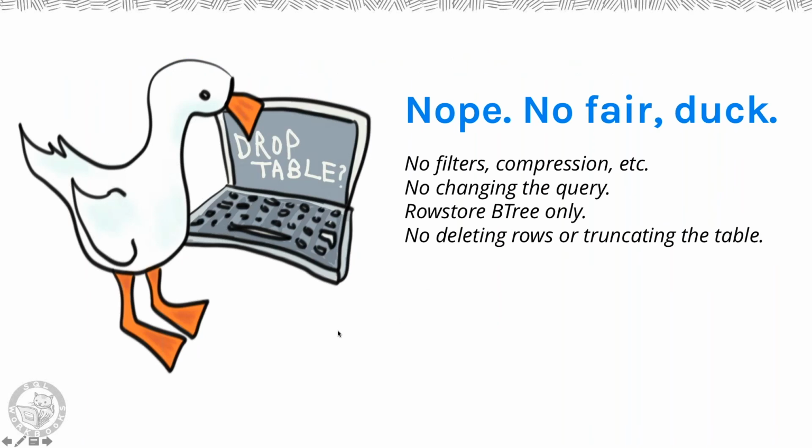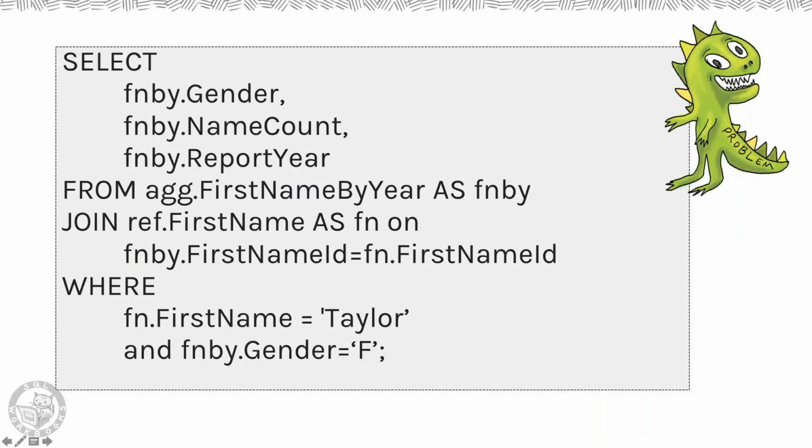Now you might say, okay, to get the absolute best index, I'm just going to truncate the table, because if I remove all the data from the table, yeah, it will have 0 logical reads. Now, it's not really the challenge, but I appreciate your ingenuity if that's exactly where your mind went first. On this one, no changing the query. We're just designing a single row store B tree index without any fancy things and without truncating the table.